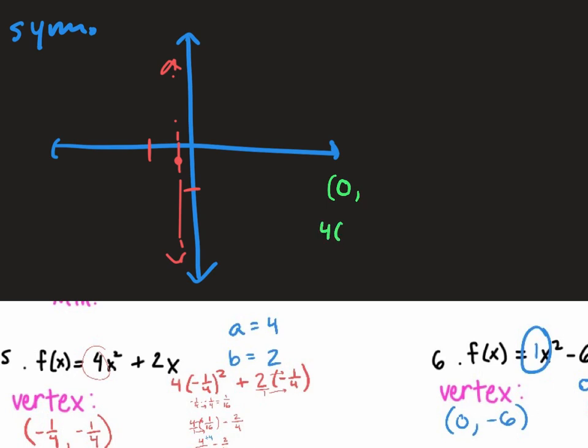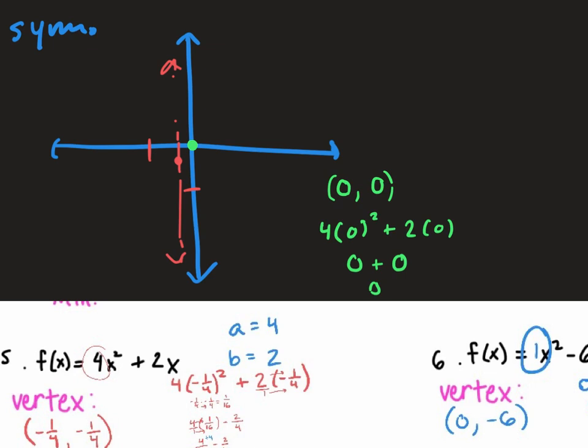So we have 4 times 0 squared plus 2 times 0. So what is 0 squared? 0. And what's 4 times 0? 0. And what's 2 times 0? And what's 0 plus 0? 0. So when we plugged in 0, we got 0. So we have a point at 0, 0.